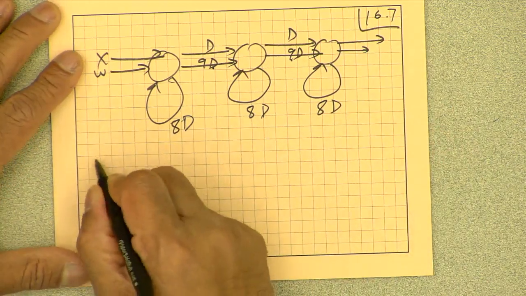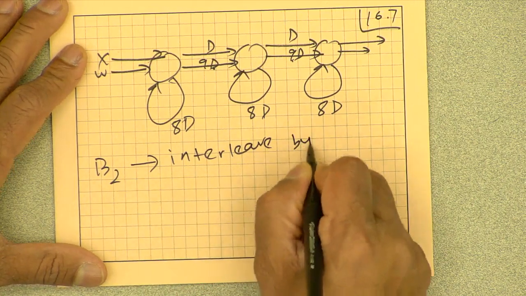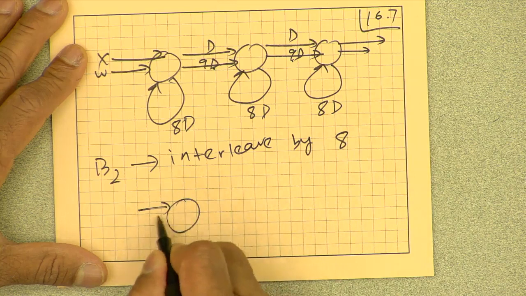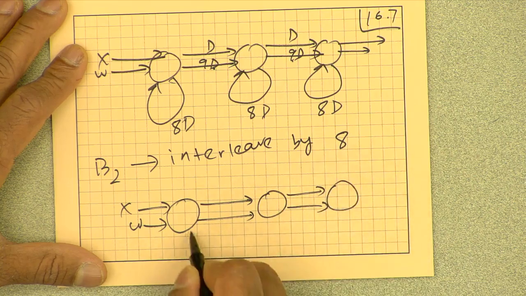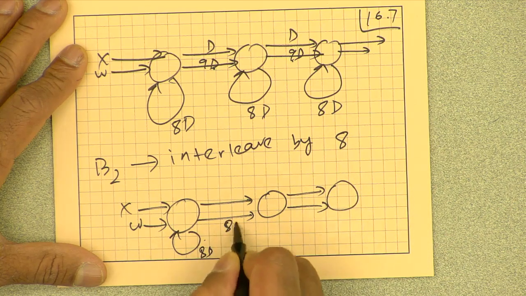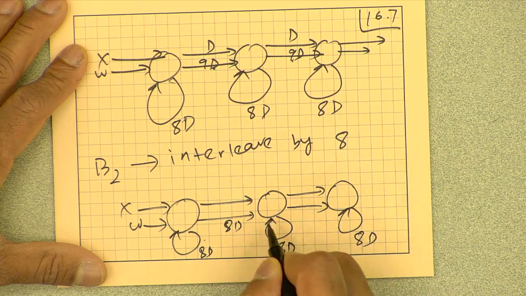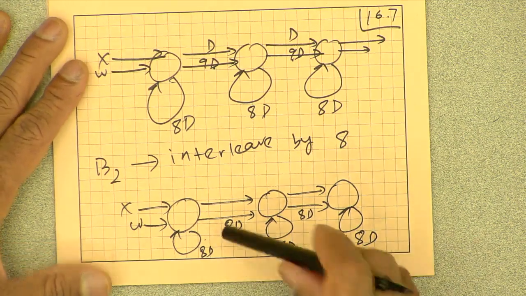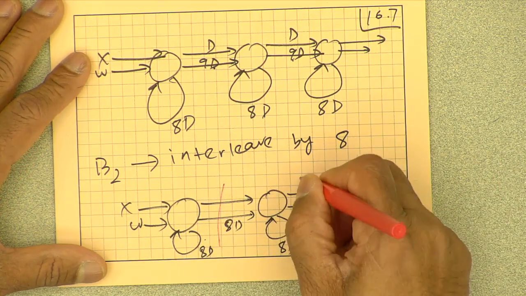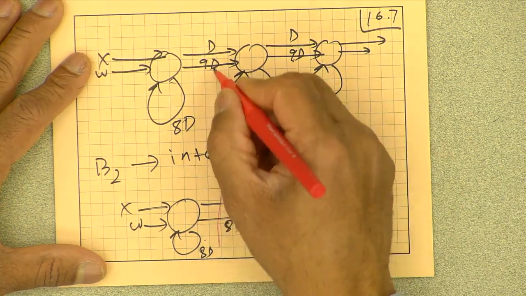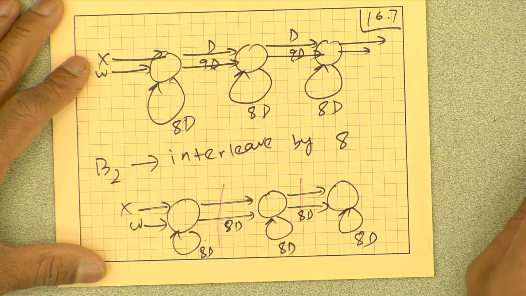So if I take B2 and interleave by factor 8, we get this. How do we go from this to that? Any volunteers? Place a pipelining cut set. Then 8 plus 1 becomes 9, 0 plus 1 becomes 1. This is feed forward. So you can place a pipelining cut set.